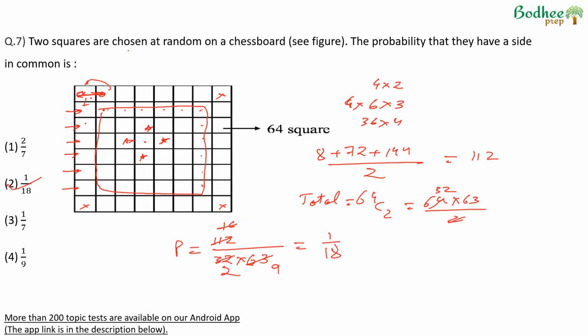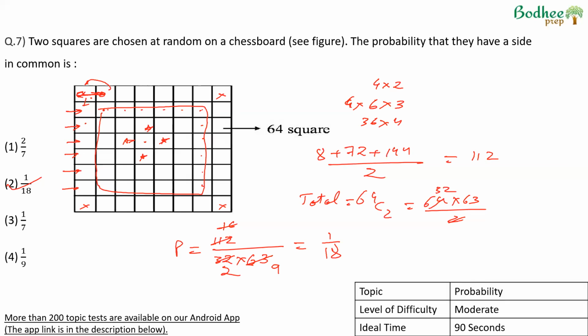Again, in terms of level of difficulty, I'd say this is an easy to moderate question. Should not take more than a minute and a half to maximum 2 minutes to solve.